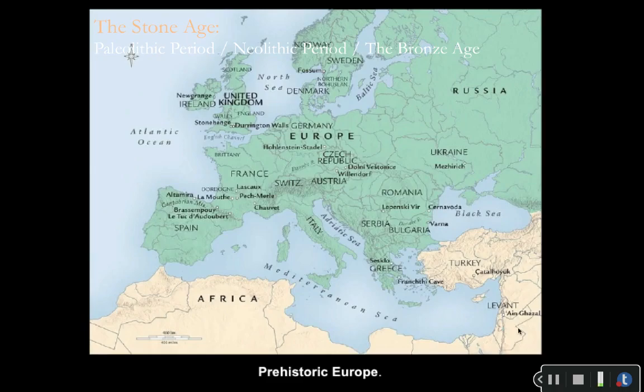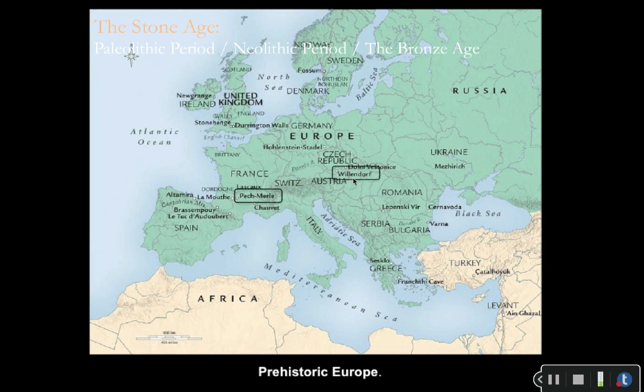Okay, so here I want to take a quick moment to look at a map. So we're here in the Stone Age. We've got the Paleolithic period, the Neolithic period, and the Bronze Age. And your book will go through all of those terms with you and split this chapter up into 3 different kind of periods as I've outlined here.